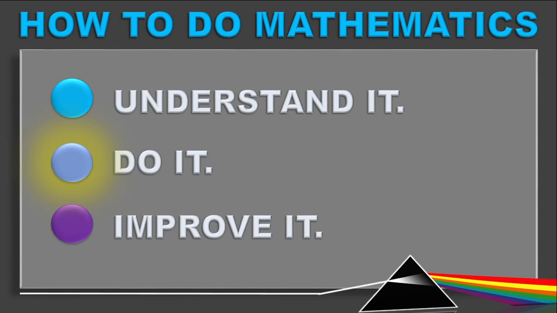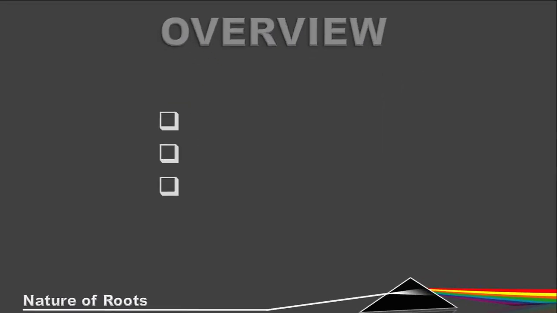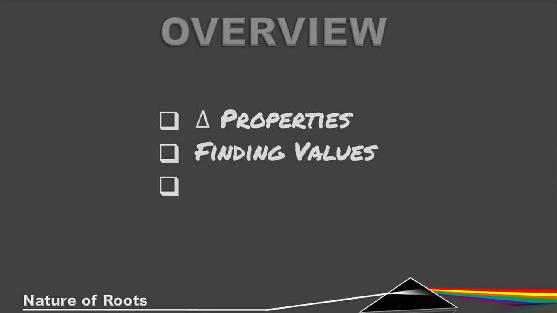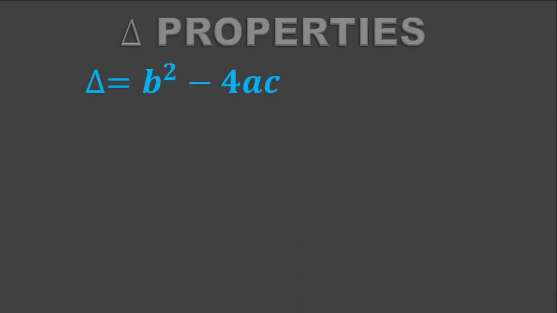Therefore, to get the most out of this lesson, make sure to pause and do the questions before watching the answers. Then, improve your skills only through practice, but more specifically, marking your practice times and learning from your mistakes. Okay, so an overview of what we'll be doing. First of all, we're going to look at the discriminant properties, and then we're going to see how to find the values, and then finally we're going to look at proving values.